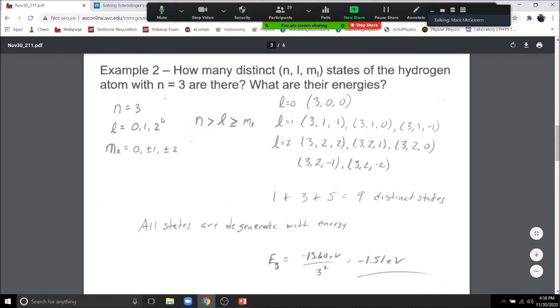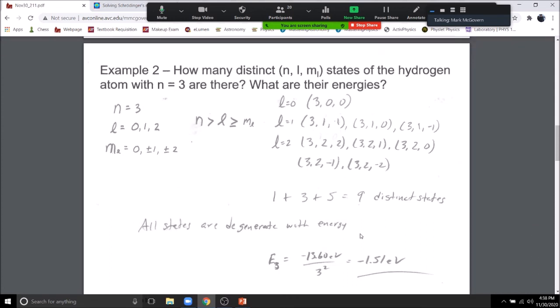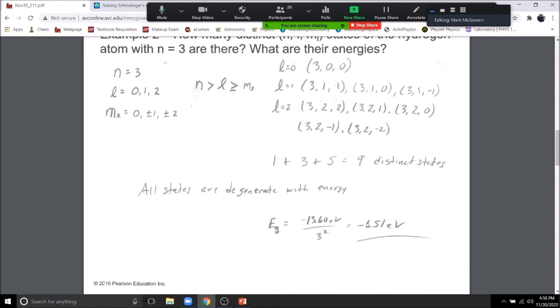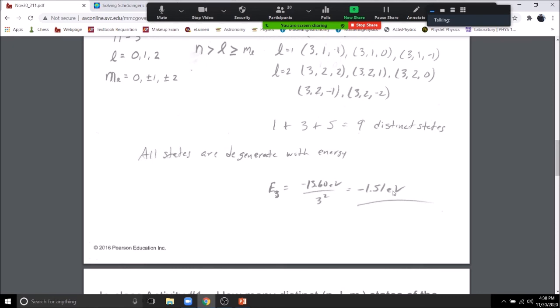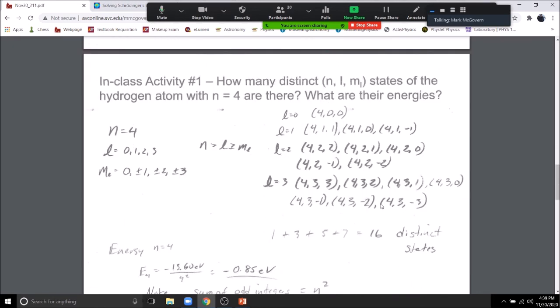Now, because n equals 3, all the states are considered to be degenerate. They all have the exact same energy because the energy is only specified by the quantum number n. So that is 13.6 divided by 3 squared. So every single energy state here is negative 1.51 eV. That's it.